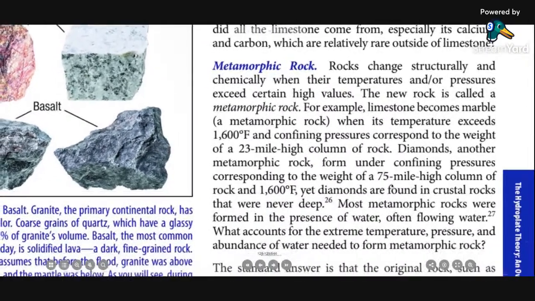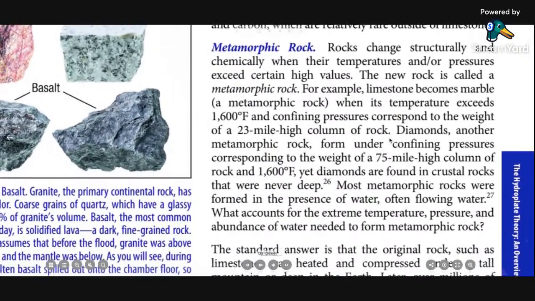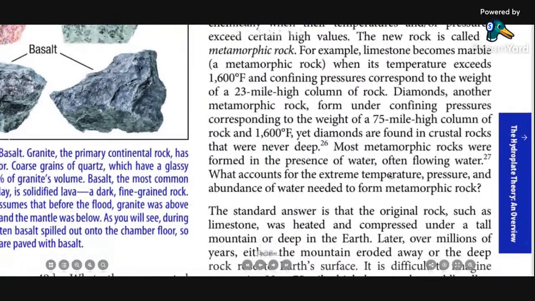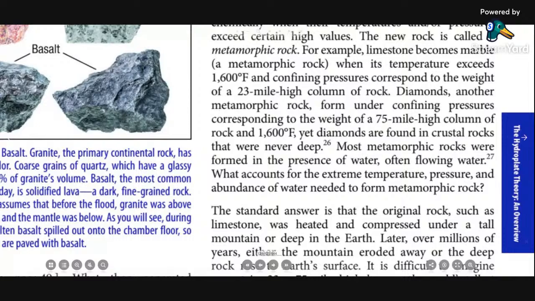Metamorphic rock. Rocks change structurally and chemically when their temperature and/or pressures exceed certain high values. The new rock is called a metamorphic rock. For example, limestone becomes marble, a metamorphic rock, when its temperature exceeds 1600 degrees Fahrenheit, and confining pressures correspond to the weight of a 23-mile-high column of rock.